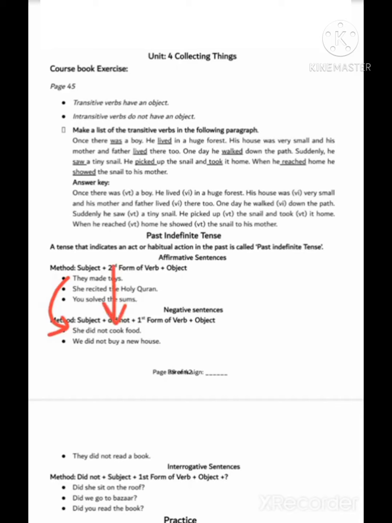So we didn't use "cooked", because it's a negative sentence and we use "did not" here. We use the first form. So: she did not cook food. The second one is: we did not buy a new house. And the last example is: they did not read a book.